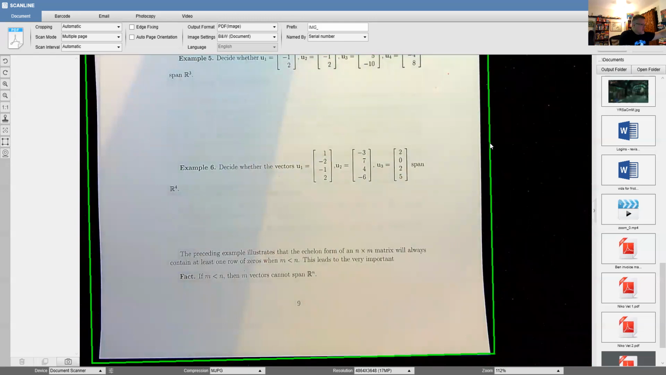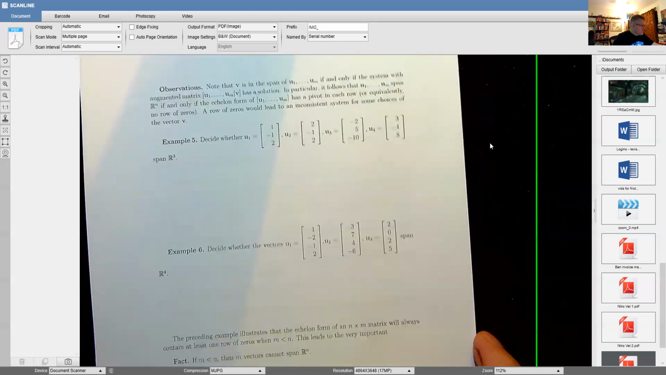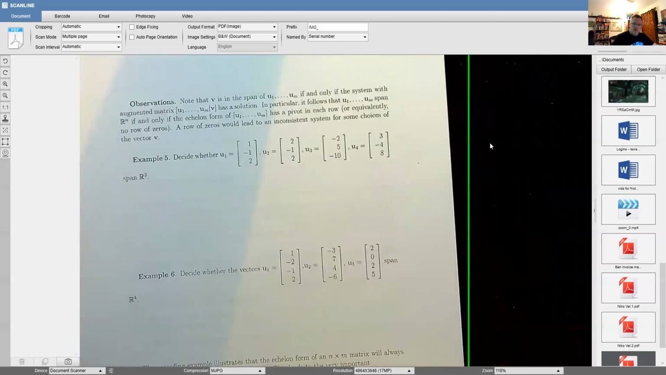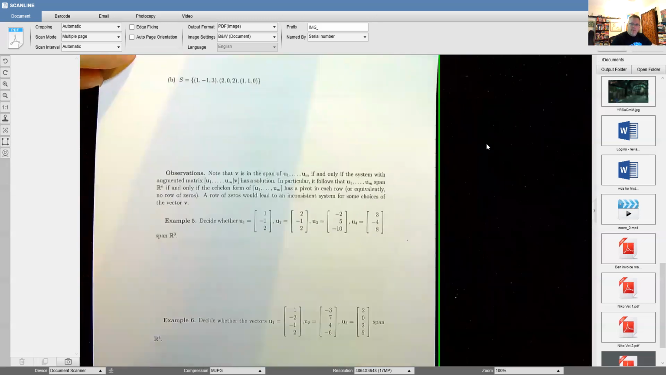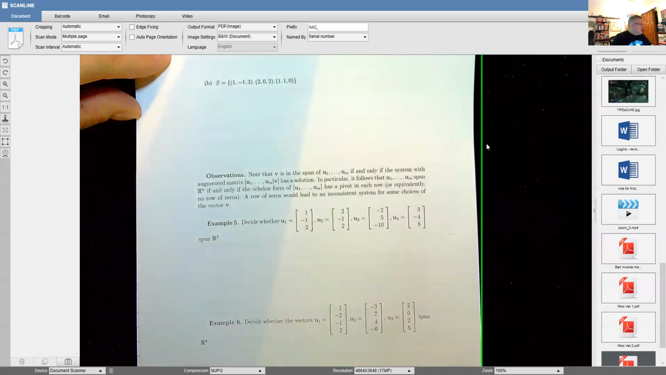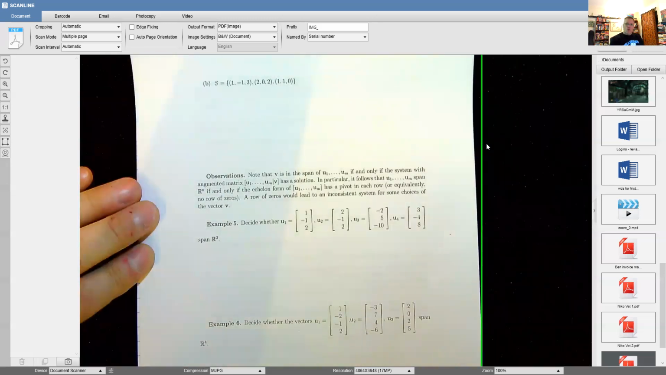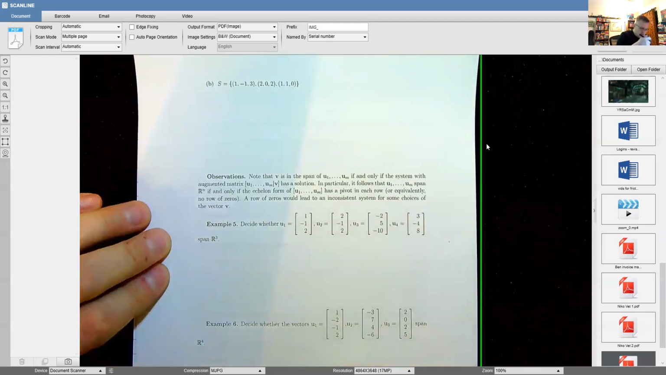All right, let's look at another example. I have to keep remembering to shrink it down and then do this. There we go. All right, so let's do the same thing here. What is the span of these three vectors?